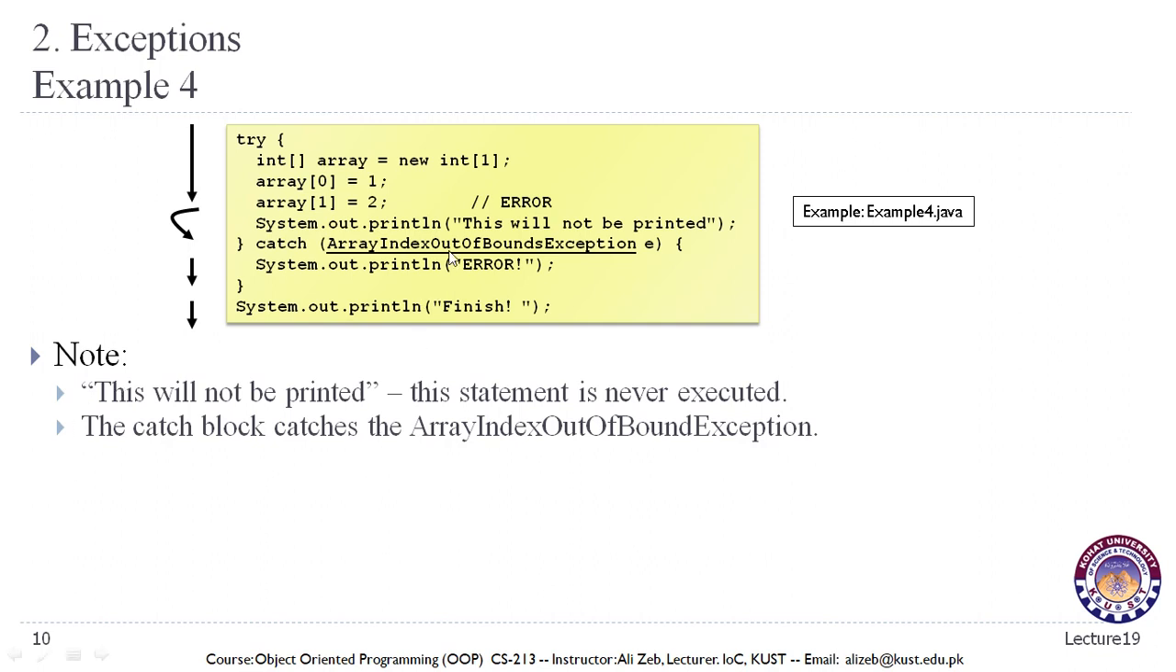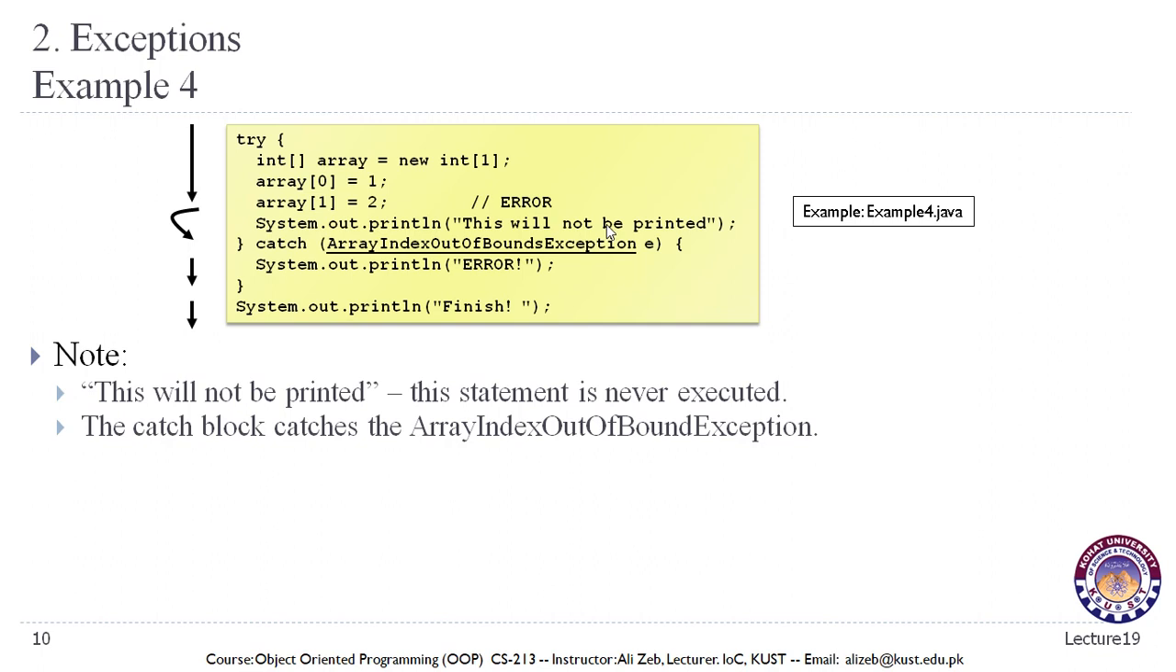Now in our previous example, we were using the general class, that was the exception class. In this example, we are using the specific class, that is the array index out of bound exception class, because we are sure about the error that we might get from this code. That is why we can use a more specific exception handler rather than the general exception handler.